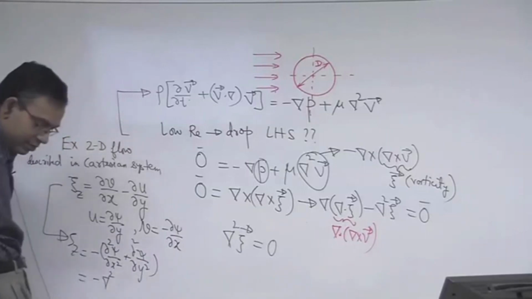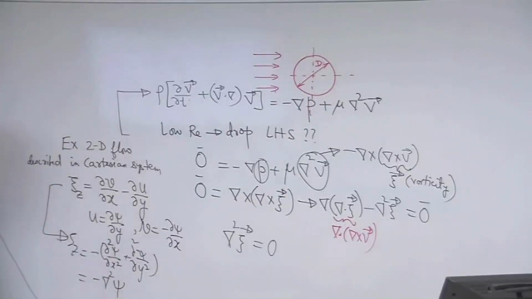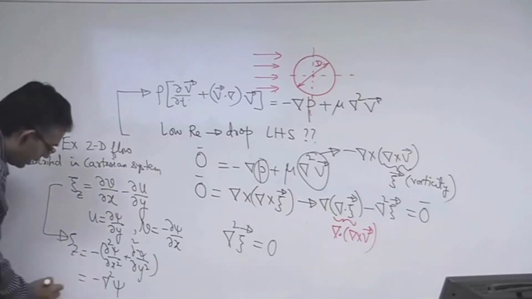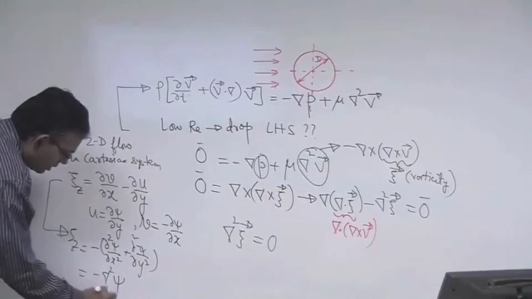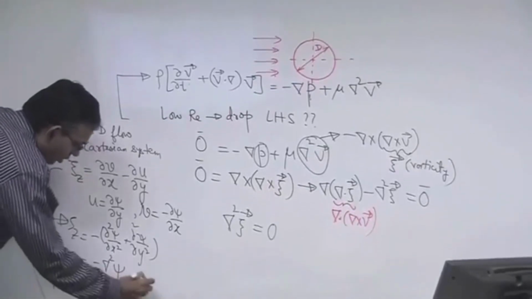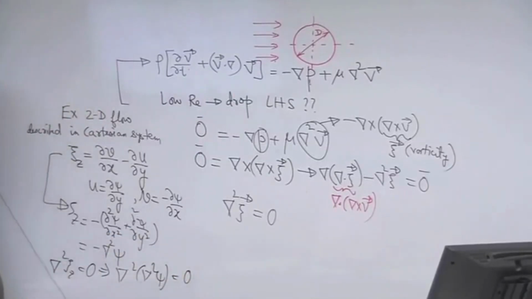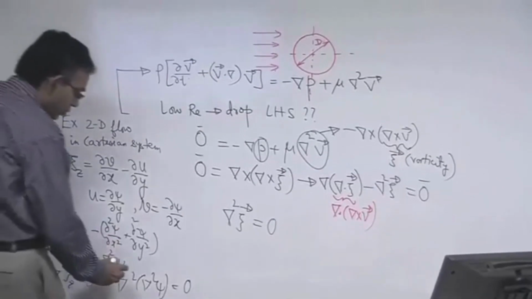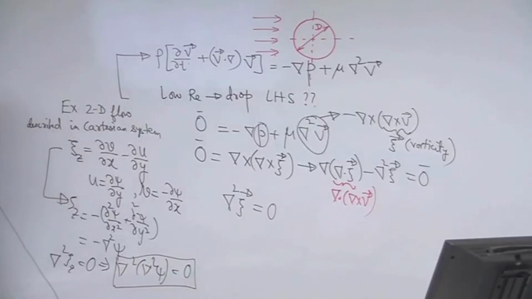In 2D, this is minus del square psi. So, del square zeta z is equal to 0, that means you have del square of del square psi equal to 0, right. This is what we learned from our 2D experience, 2D Cartesian.